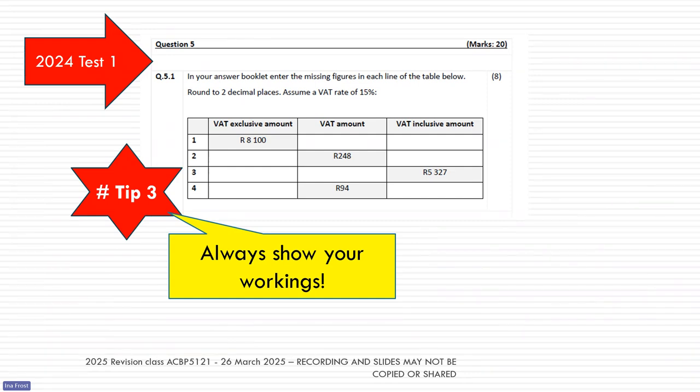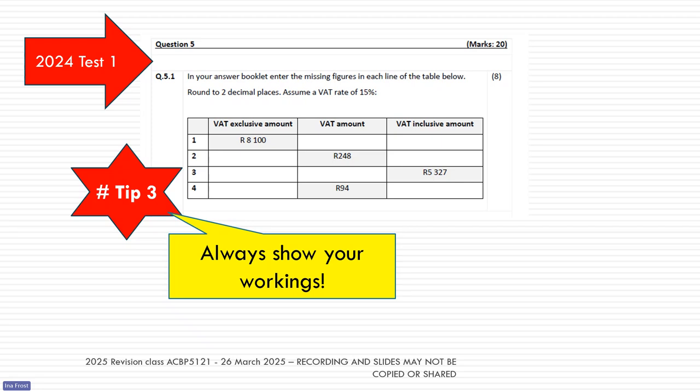So back to last year's semester test. Here is our question number 5. Here they're actually asking the student to play around between those three numbers. Can they work out the VAT inclusive amount? Can the student work out the VAT exclusive amount? Or can they just work out the VAT amount? In this little table, the student was given different amounts and they had to find the gaps.